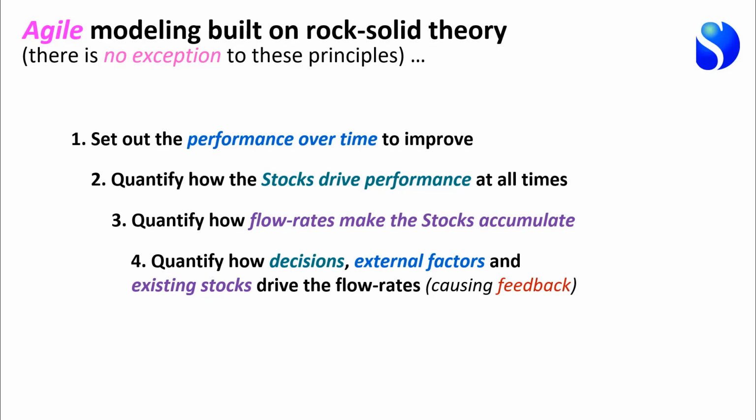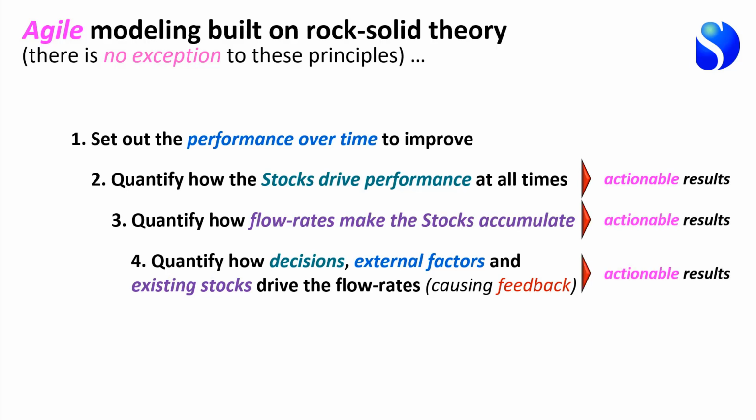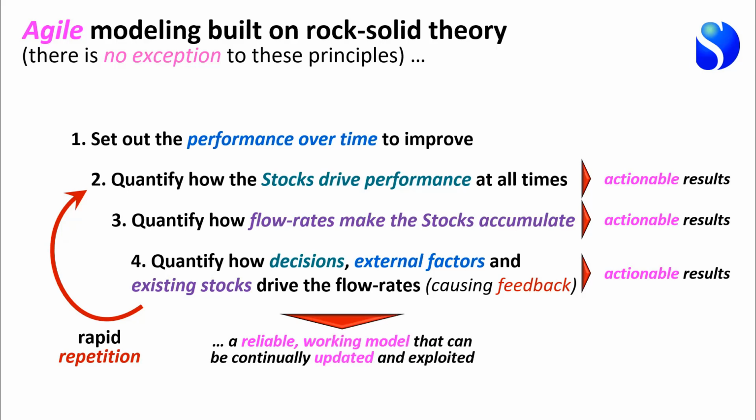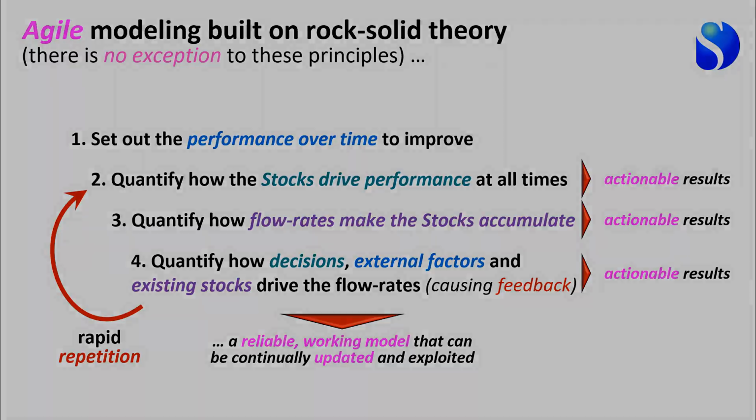Now, those 4 items taken together, first of all, they give you actionable results at each step that you go through the process. But if you go back around that cycle, I've been doing this for quite a lot of years now, and I've never had to go around that cycle more than 3 times. Because you've got most of the stocks pretty much first time. There may be some other stocks that appear in the second round. Then you build the model out, and this gives you a reliable working model that can be continually updated and exploited.